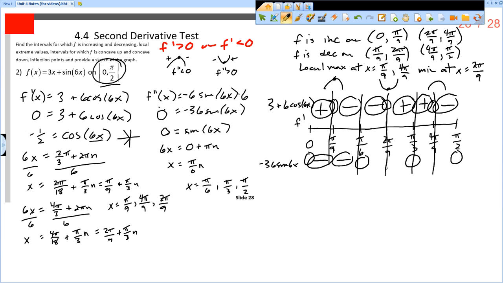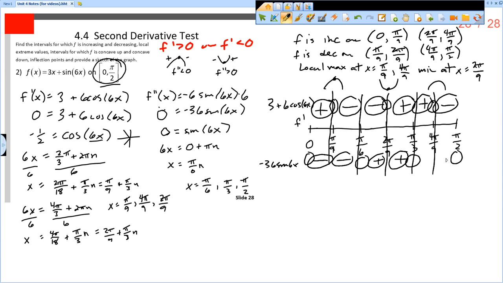All right, in between pi over 6 and pi over 3, so how about 2 pi over 9? So 6 times 2 pi over 9, that would be 12 pi over 9, which reduces to 4/3. So sine of 4 pi over 3, that's negative because it's in quadrant 3. So times a negative 36 is a positive. So we get positives here.